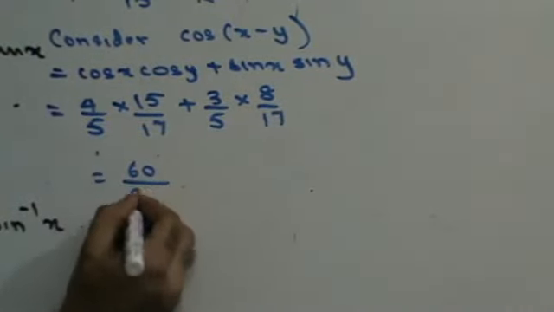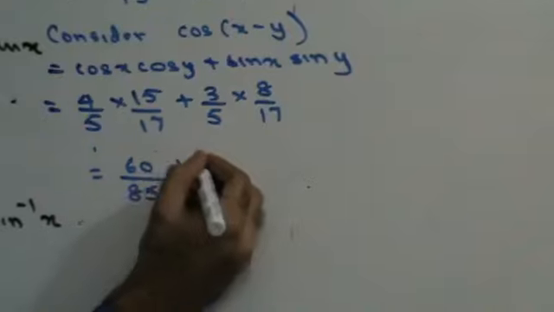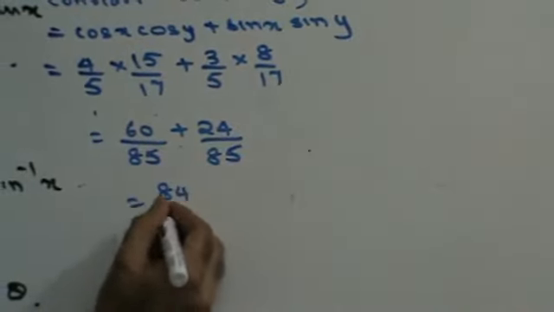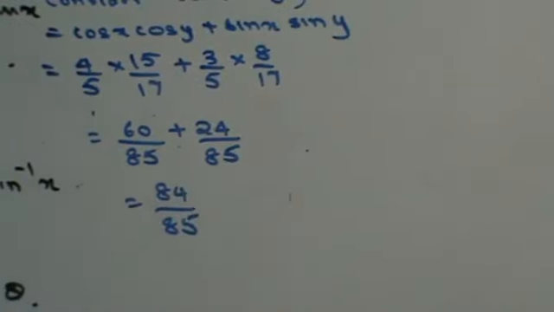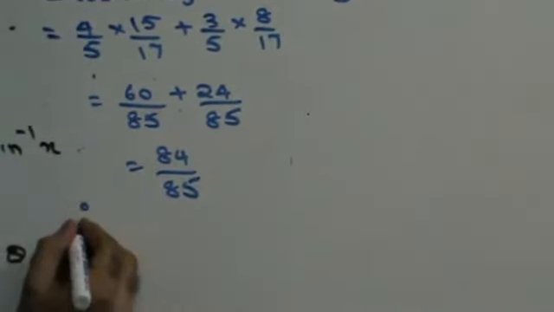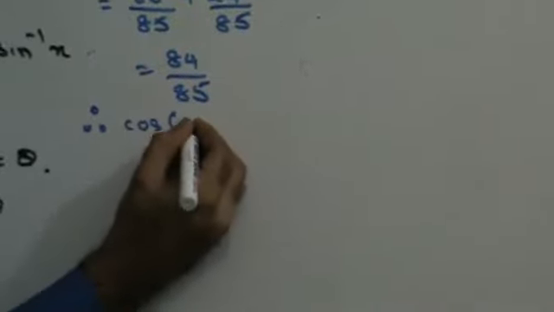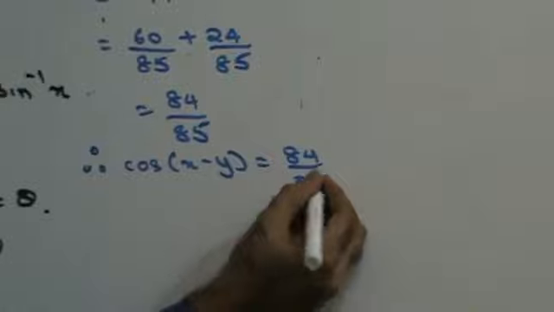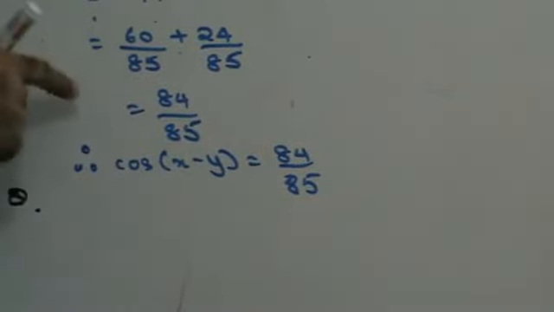This is 60 by 85 plus 24 by 85. This is nothing but 84 by 85. So we have found out that cos of x minus y is 84 by 85. We just found this out, people.